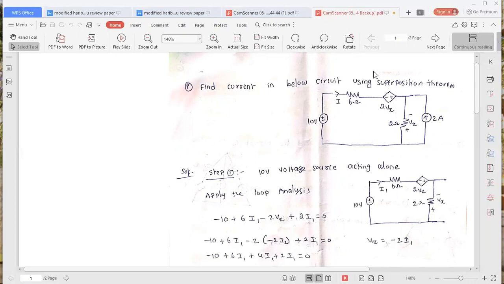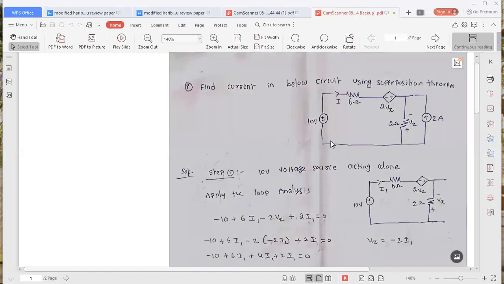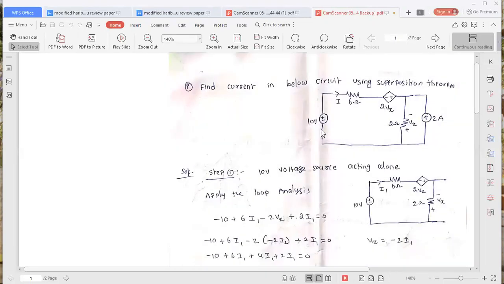For the superposition theorem, first you have to check the number of sources in the circuit. The number of sources in the circuit is two, that is a 10 volt voltage source and a 2 ampere source. This is a dependent source only. We do not consider it as a source, because it depends on another source. Actually, we consider only independent sources, which are circle shaped. This rhombus shape is not considered as a source.